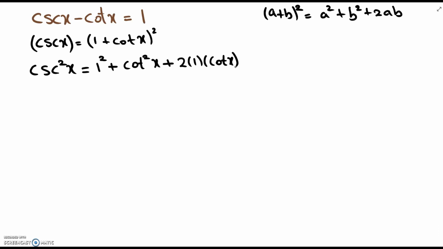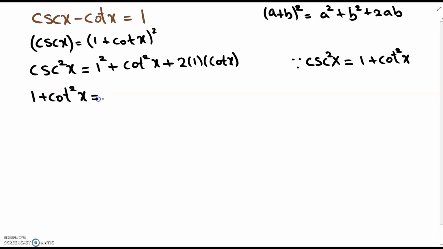We know this cosecant squared x, if you remember the Pythagorean identity, cosecant squared x equals 1 plus cot squared x. Okay, this is an identity, and I'm going to use it right here. Now cosecant squared x I will replace with 1 plus cot squared x, equals 1 squared is 1, plus cot squared x stays the same, plus 2 cot x.